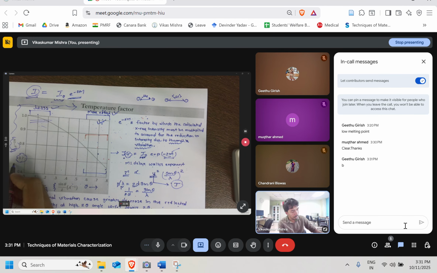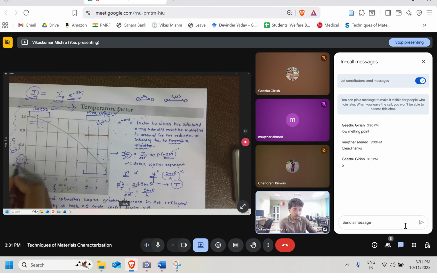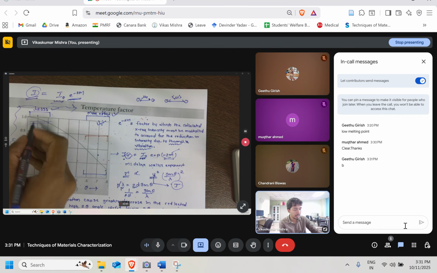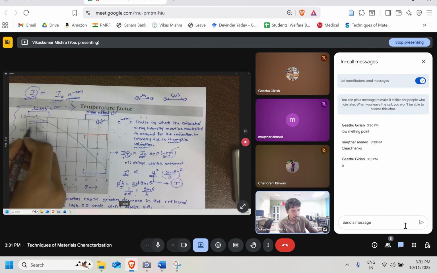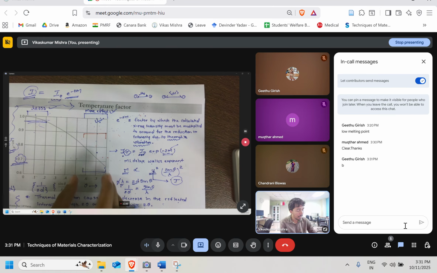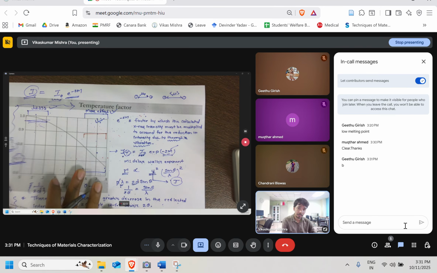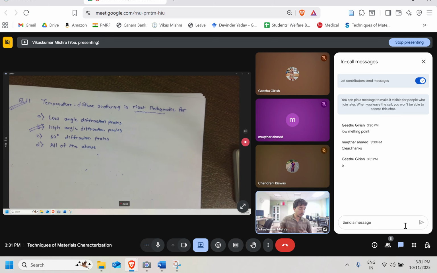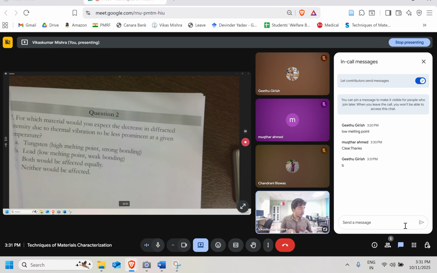Here we have to multiply with the larger fraction, so the intensity is going to be decreased by a larger amount. Here the fraction is more or less close to 1. So at the higher angle, the effect is more problematic. Okay, very good. Let's go to the next part.